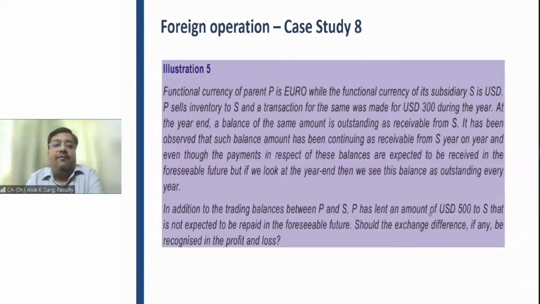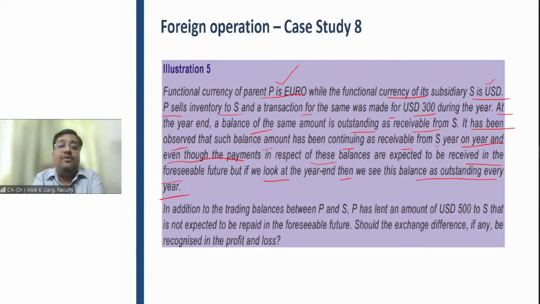Let's discuss this case study. The functional currency of parent P is euro, while the functional currency of subsidiary S is USD. P sells inventory to S, and a transaction for the same was made for $300 during the year. At the year end, a balance of the same amount is outstanding as receivable from S. It has been observed that such balance has been continuing as receivable from S year on year, even though the payment is expected to be received in the foreseeable future. We see this balance as outstanding every year.